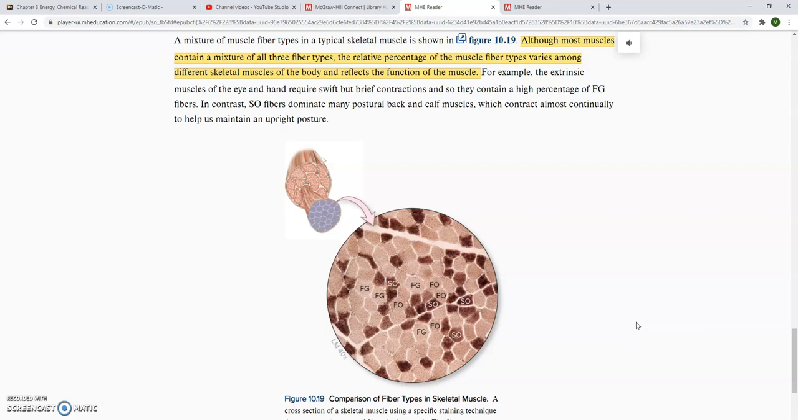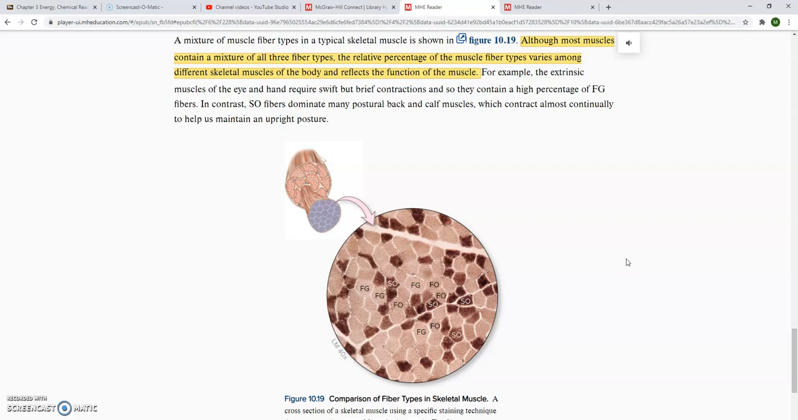Now, there are certain muscles, though, that'll have a higher percentage of some of these particular muscle fiber types. So the book gives an example of your eye muscles and the muscles in your hands. We have to do more quick and really brief contractions with those. So a lot of times you'll see a larger number of fast glycolytic fibers in those muscles of the body, as opposed to the muscles that are maintaining our posture.